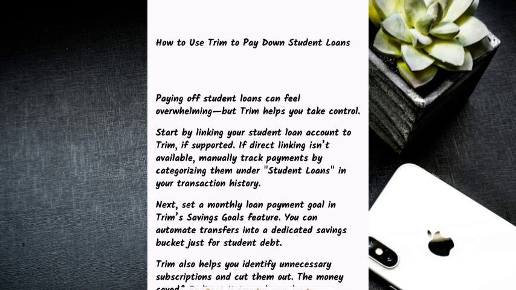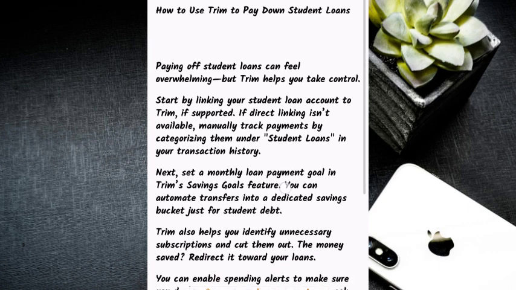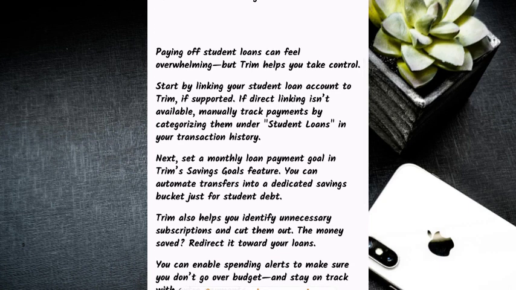Next, set a monthly loan payment goal in Trim's Saving Goal feature. You can automate transfers in a dedicated savings bucket just for student debt. Trim also helps you to identify unnecessary subscriptions and cut them out. The money saved is redirected towards your loan.